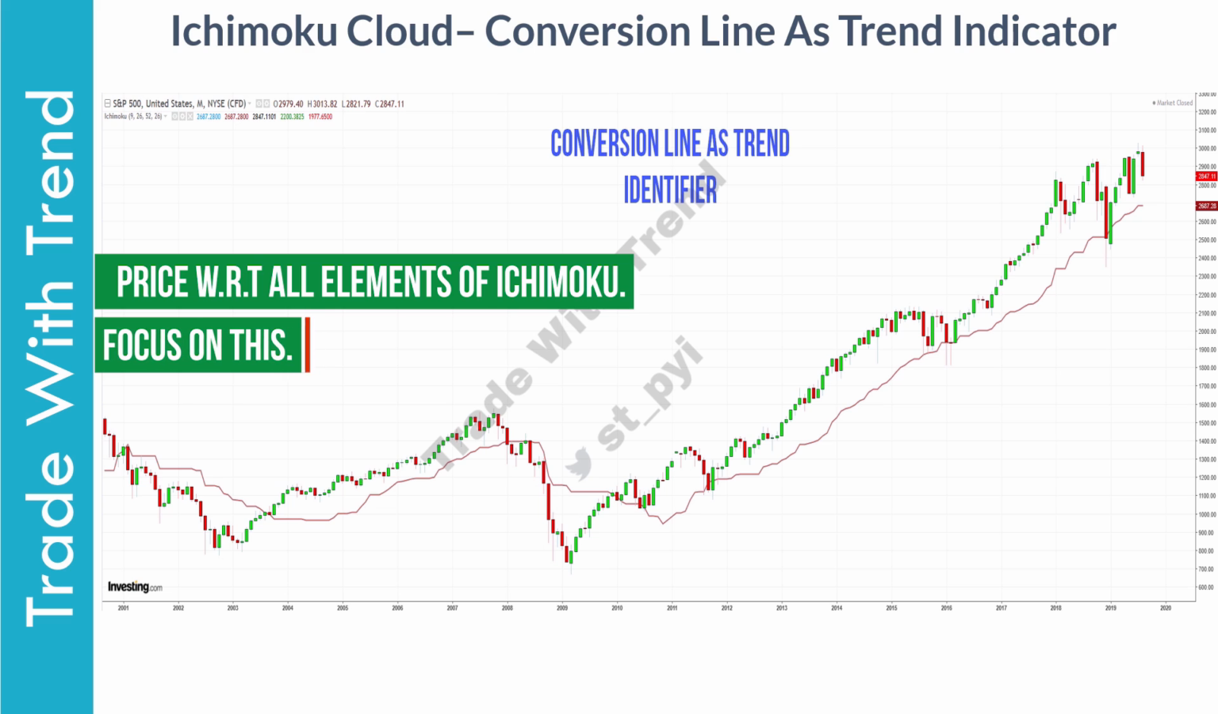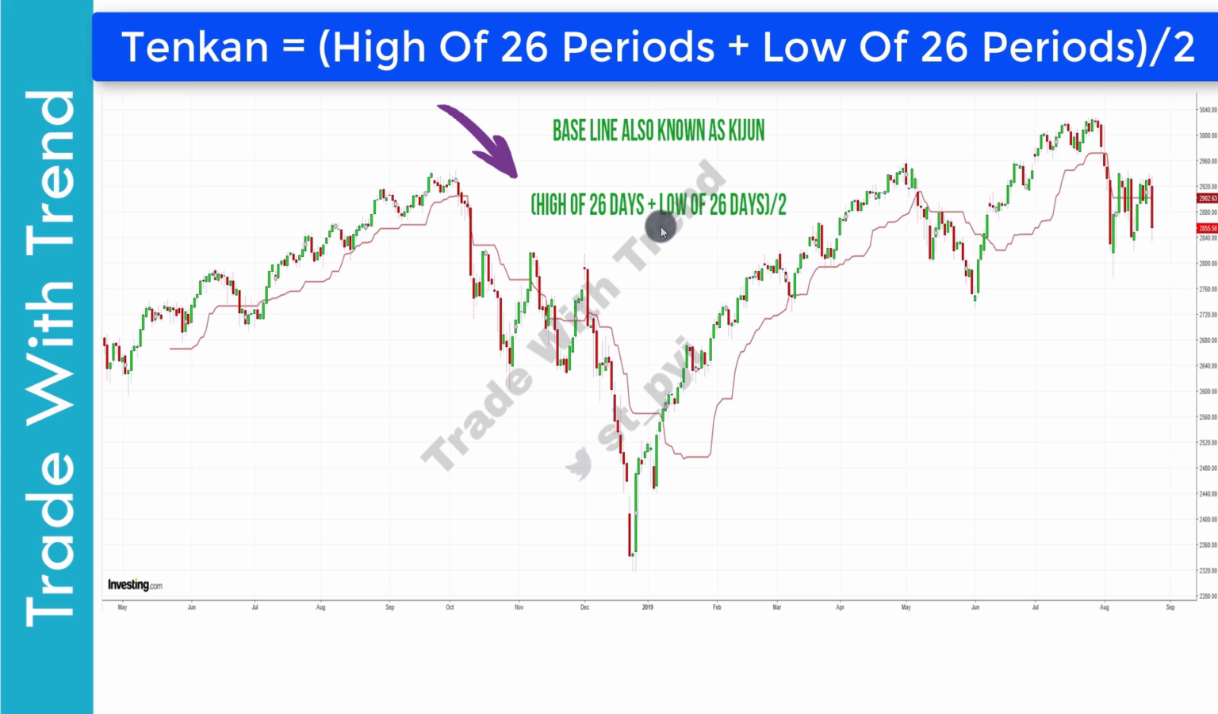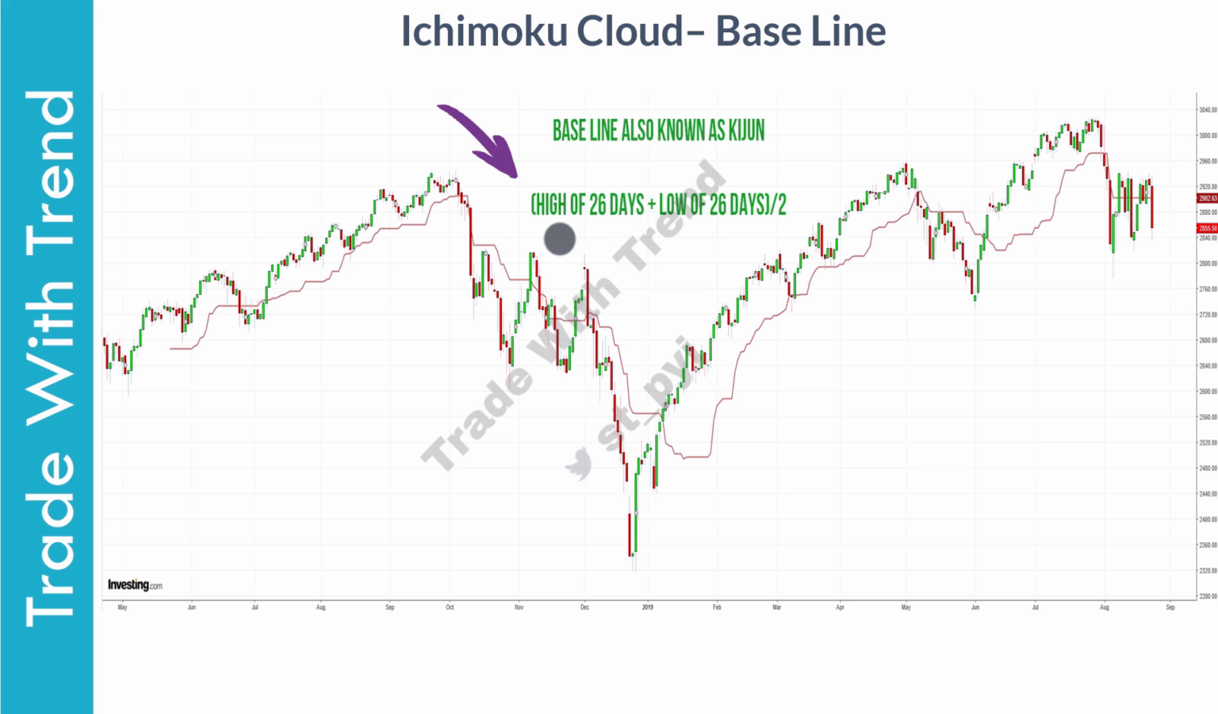Let us now discuss Kijun, which is also known as baseline. Kijun or baseline is calculated as the average of highest high and lowest low of previous 26 days. I have marked the same on the chart here. Baseline can be plotted across all time frames, right from a 1-minute chart to a monthly time frame chart.